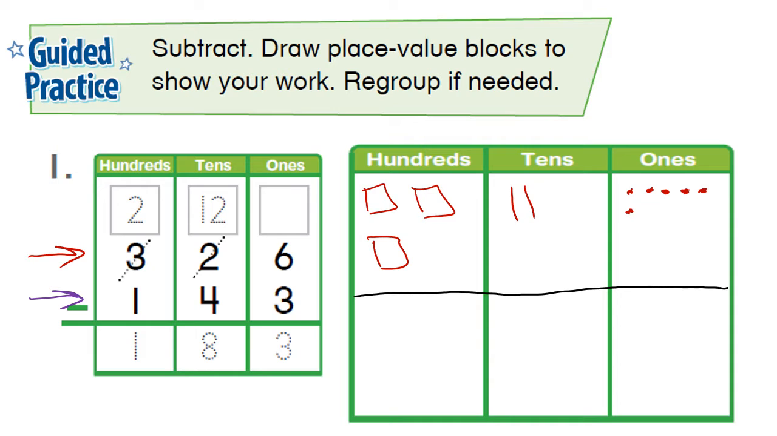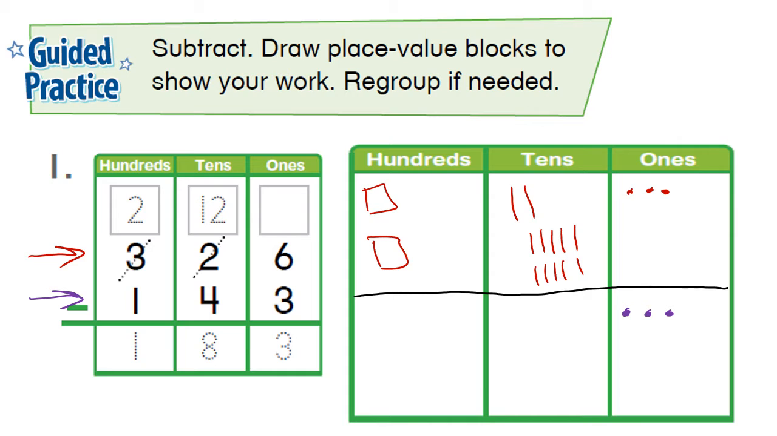6 minus 3, I can do that. So I'm going to take 3 of the units and I'm going to shift them down. Now it's to the tens place. I need 2 tens minus 4 tens. I cannot take 4 tens from 2 tens, so I'm going to have to regroup. And to do that, I'm going to take a flat and exchange the flat for 10 rods.